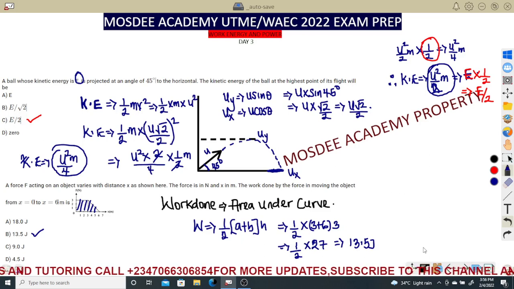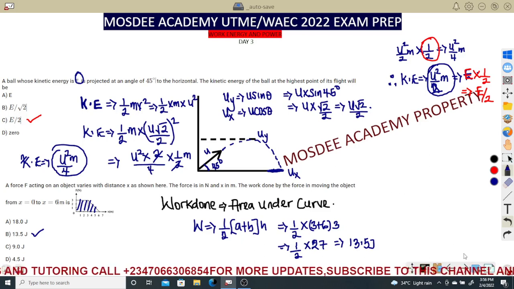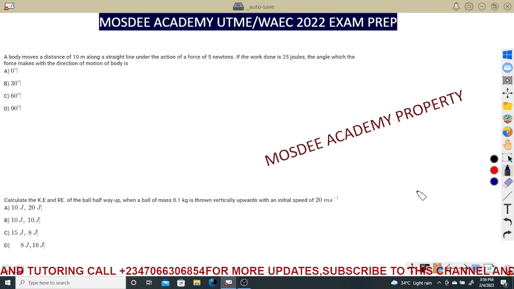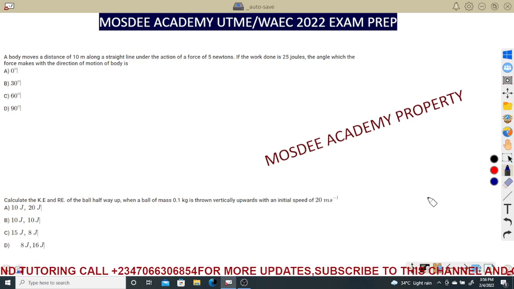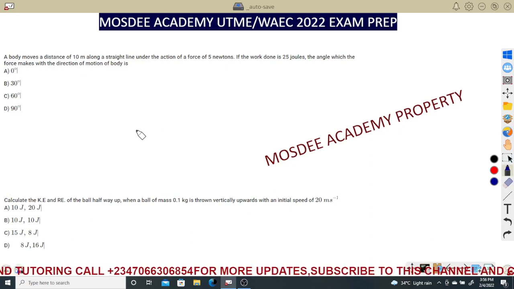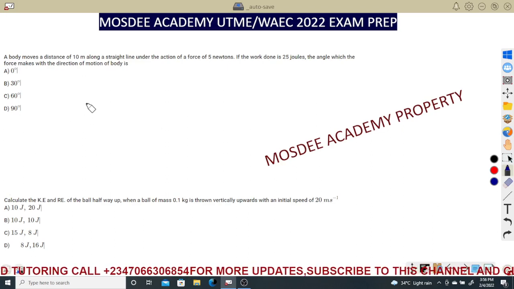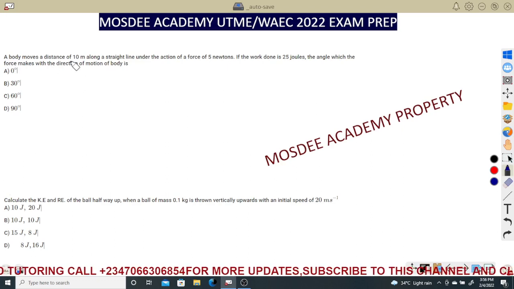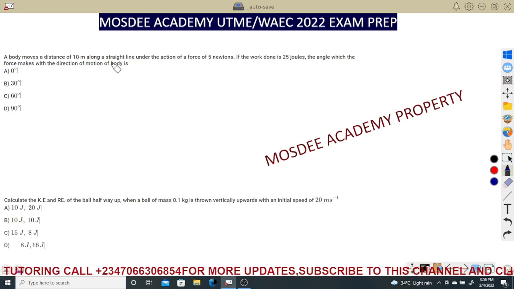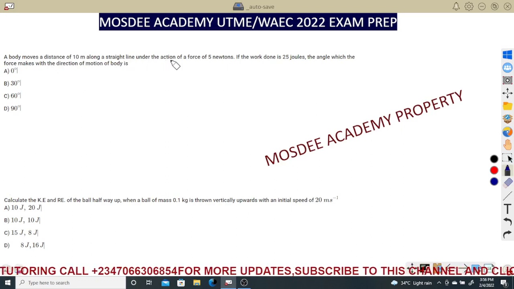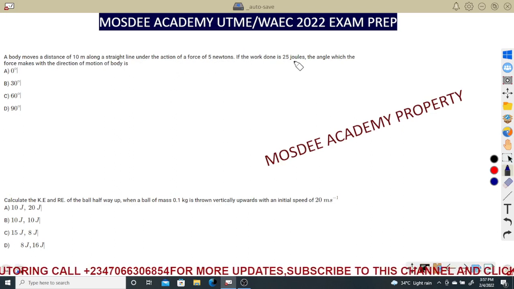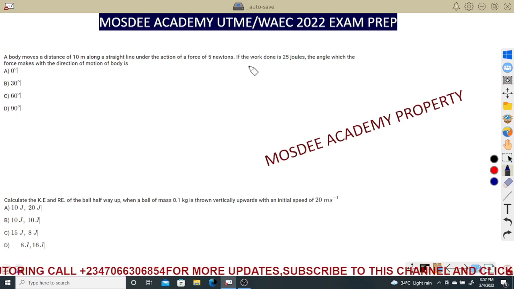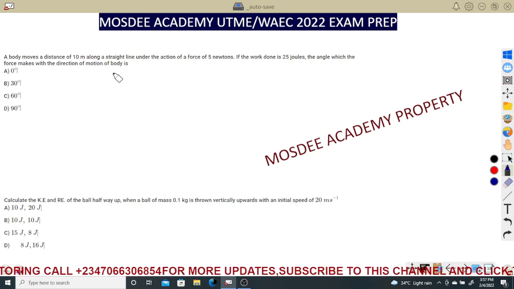I believe you can hear me. Like I said, permit me with my voice. We go to the next page for the third question. About the third question, we have a body that moves a distance of 10 meters along a straight line under the action of a force of 5 Newton. If the work done is 25 joules, the angle which the force makes with the direction of the body is dash.